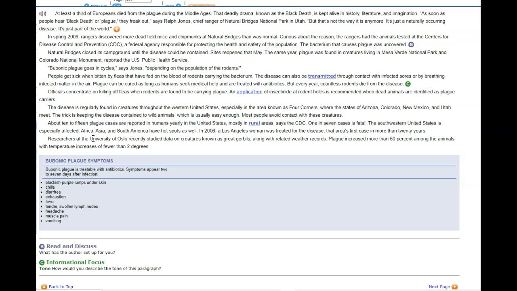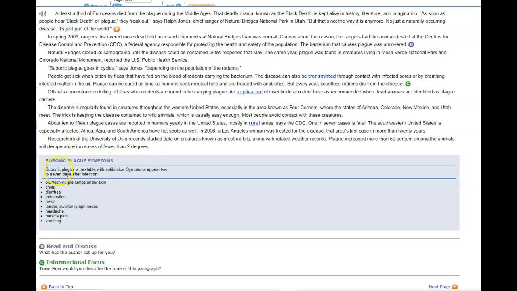Researchers at the University of Oslo recently studied data on creatures known as great gerbils, along with related weather records. Plague increased more than 50% among the animals with temperature increases of fewer than 2 degrees.